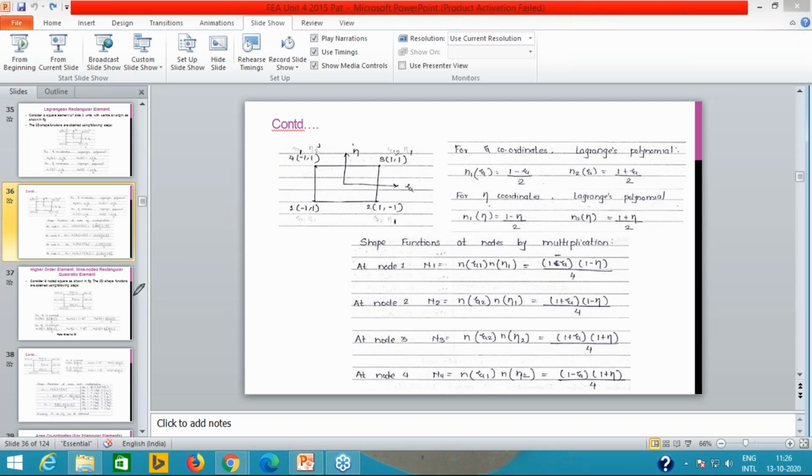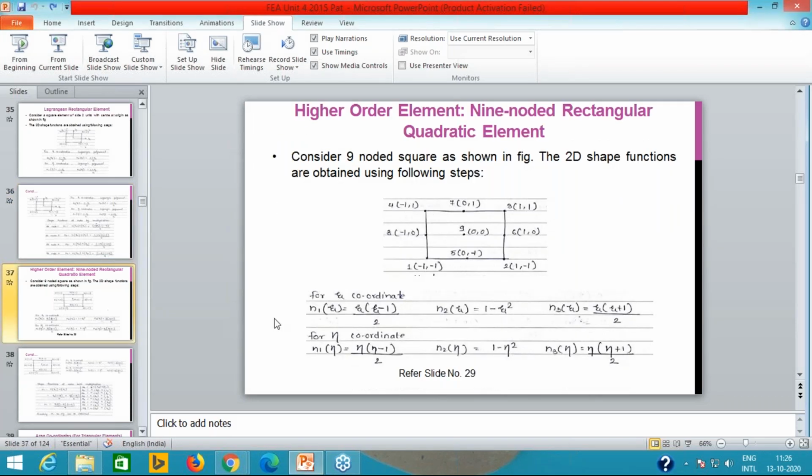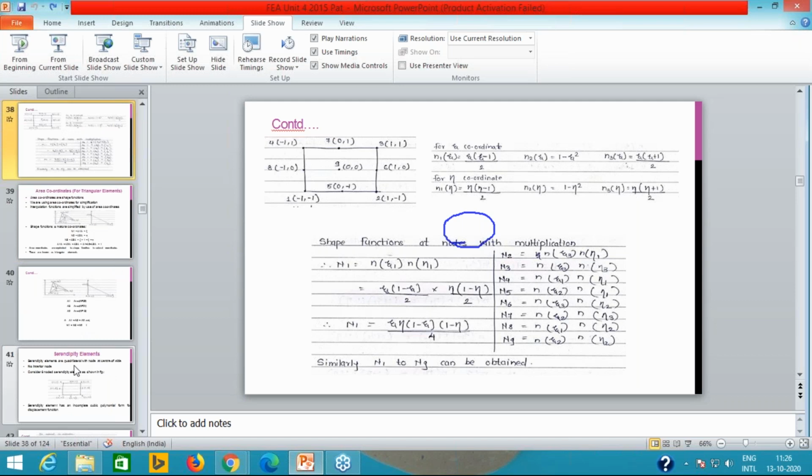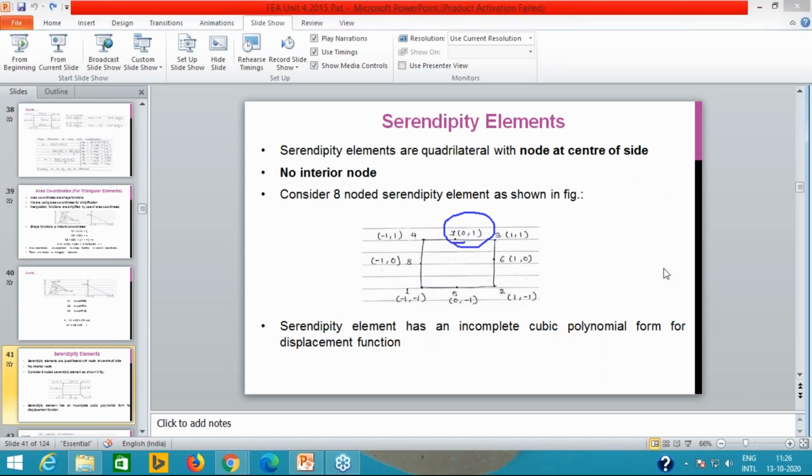Then we came to know another element, the higher order element, the 9 noded rectangle quadratic element. In that we can see one center node present on the inner side of the element. Another element was the serendipity element, and in that there is no interior node. That element has only 8 nodes, 4 nodes on the corners, and one node at the center of each edge.